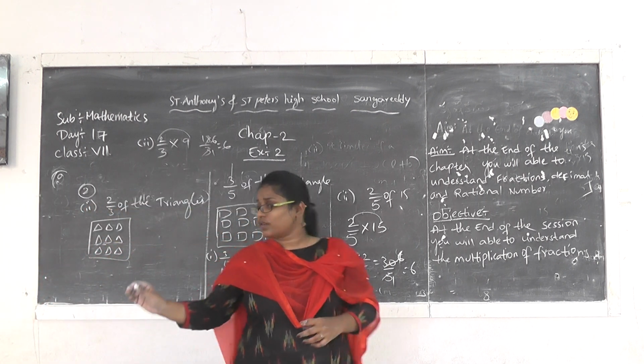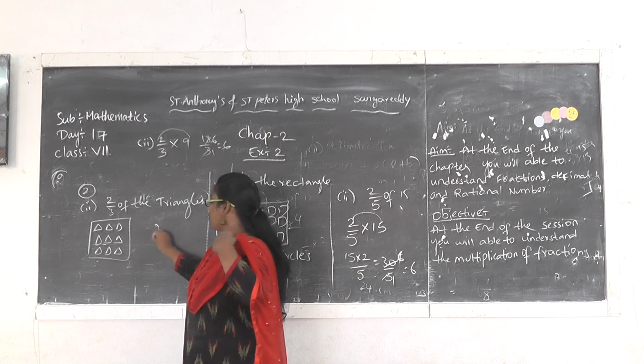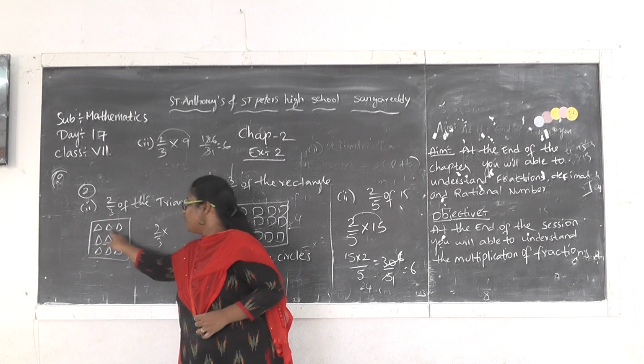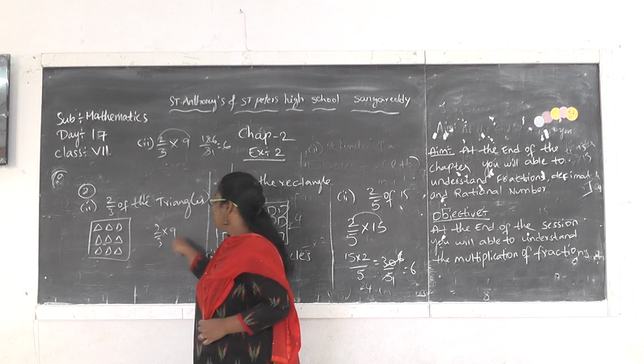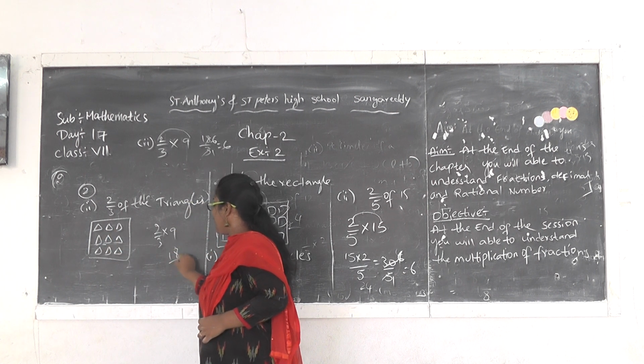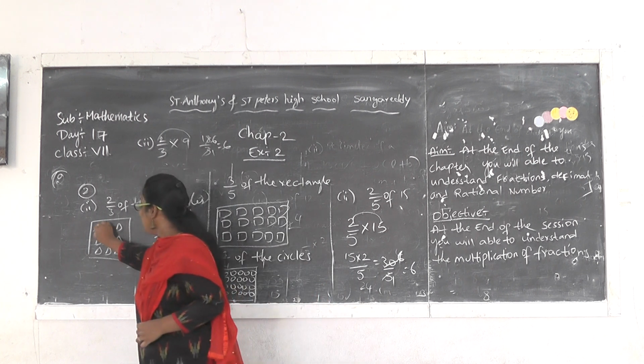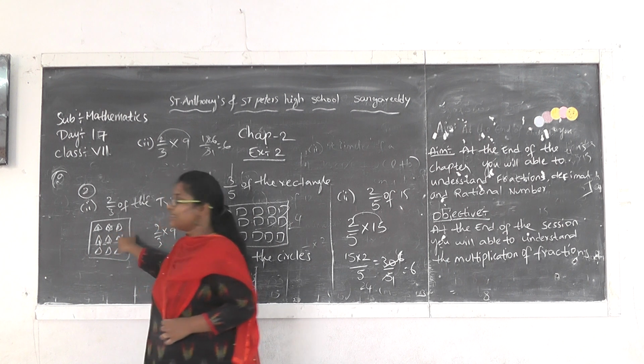By the same process. 2 by 3 of the triangles: how will you solve it? Of indicates multiplication into the triangles, so count the triangles: 1, 2, 3, 4, 5, 6, 7, 8, 9. So 9 twos are 18 by 3. 3 sixes are 18. So 6. You have to shade the 6 triangles in that box.